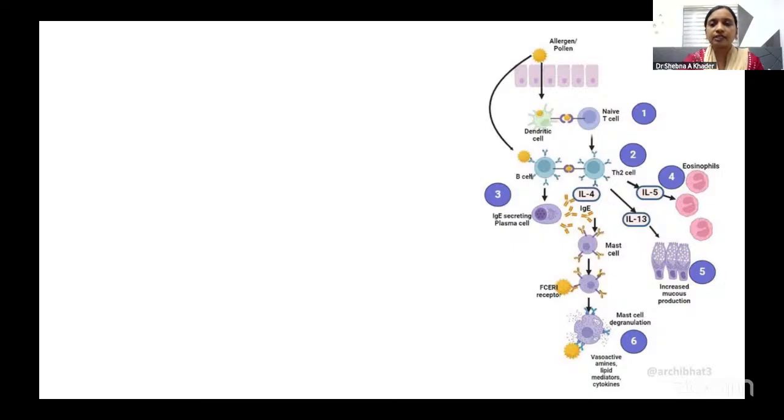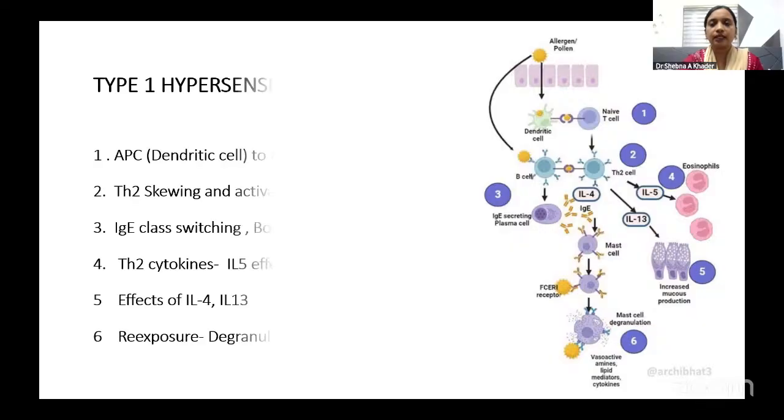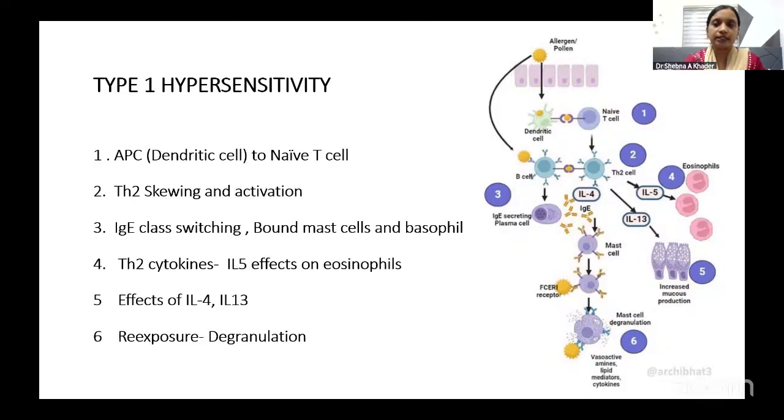The first one is, whenever there is an allergen or antigen exposure, the antigen will be presented by the dendritic cell, that is the antigen presenting cell, to the naive T cell. That is the first part. And the second one is the naive cell. It can either go on to the Th1 pathway or the Th2 pathway. And in allergy cases, it is the Th2 pathway that is getting activated.